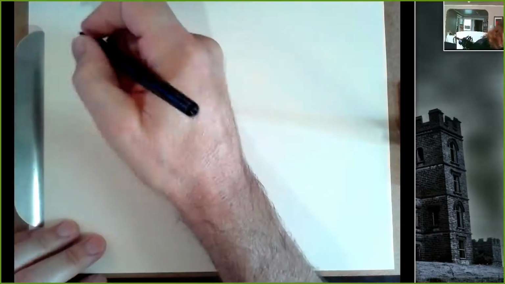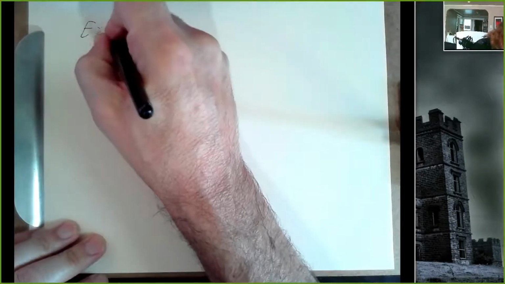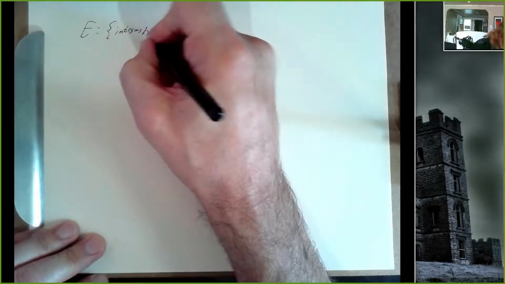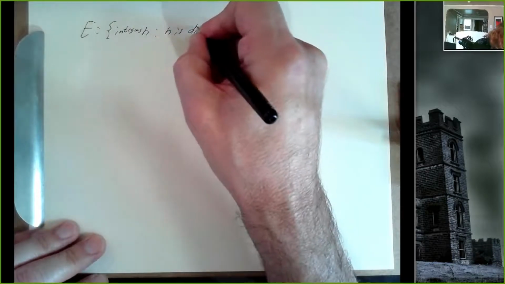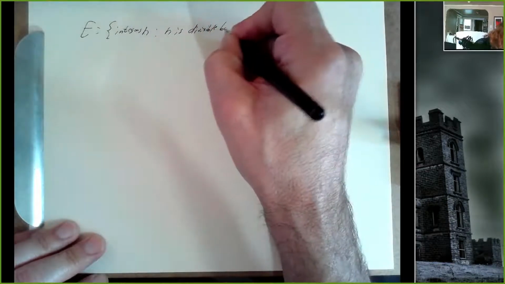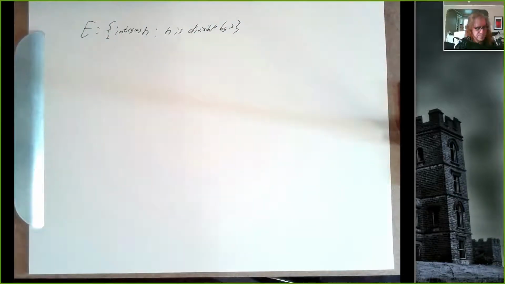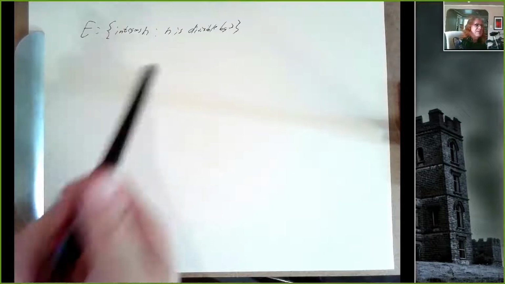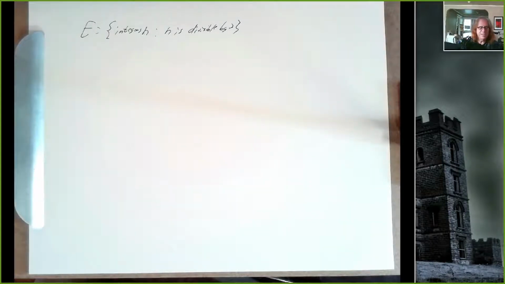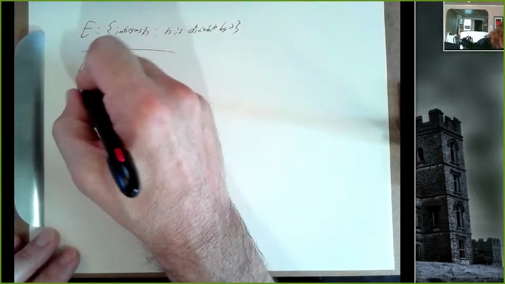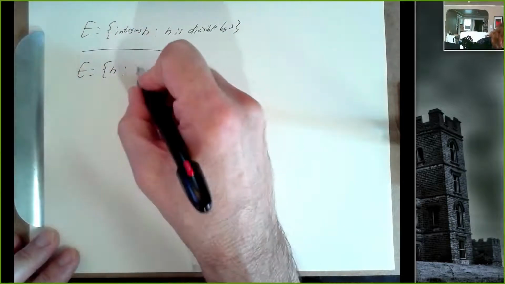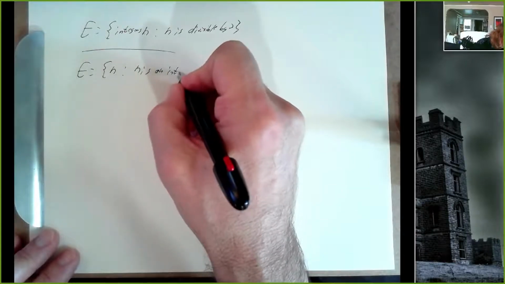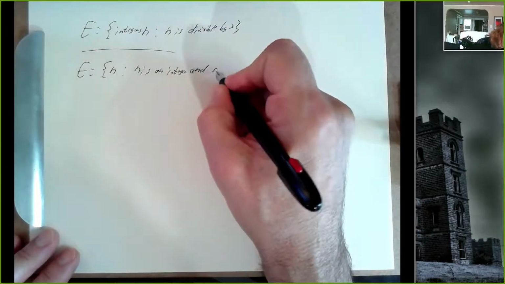So we could define a set E, the set of all integers n such that n is divisible by 2. E is the set of all integers n such that n is divisible by 2. Well, that defines the set of even numbers. I could also have said E equals the set of all n such that n is an integer and n is divisible by 2.